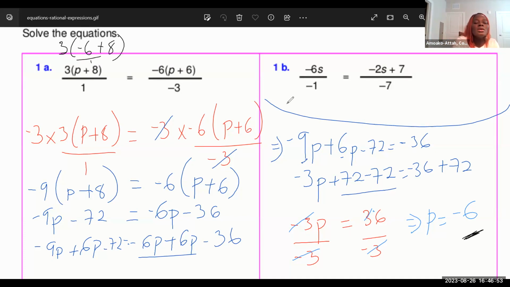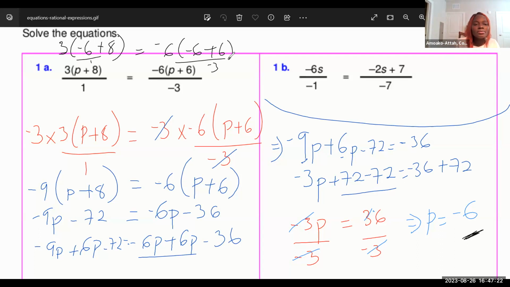divided by 1 equals negative 6 parentheses negative 6 plus 6 divided by negative 3. Okay, so now let's simplify. We have negative 6 plus 8, which is what? 2. So 2 times 3 is giving us what? 6.